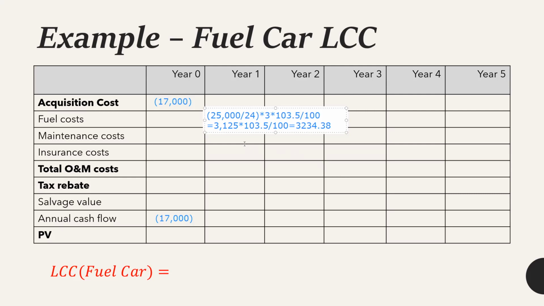So did you understand how I got this answer? 25,000 is the miles driven per year, either you are using the fuel car or the electric car. And 24 is the fuel usage, miles per gallon, for the fuel car. So I've divided 25,000 by 24. It will give me the number of gallons needed for the fuel car. I multiplied it by 3 in order to calculate the total price for the fuel gallons. And I multiplied it by 103.5 and divided by 100 just to make sure that the inflation is also counted.